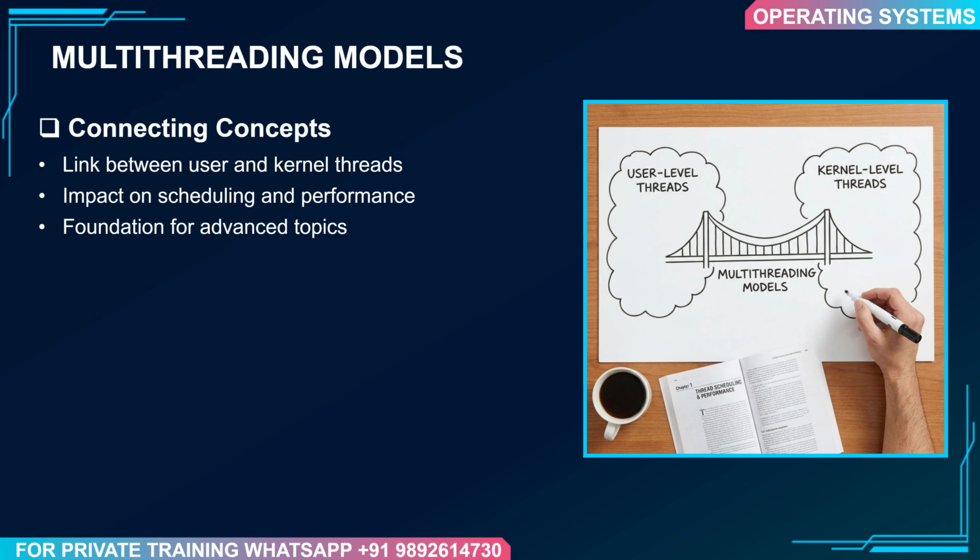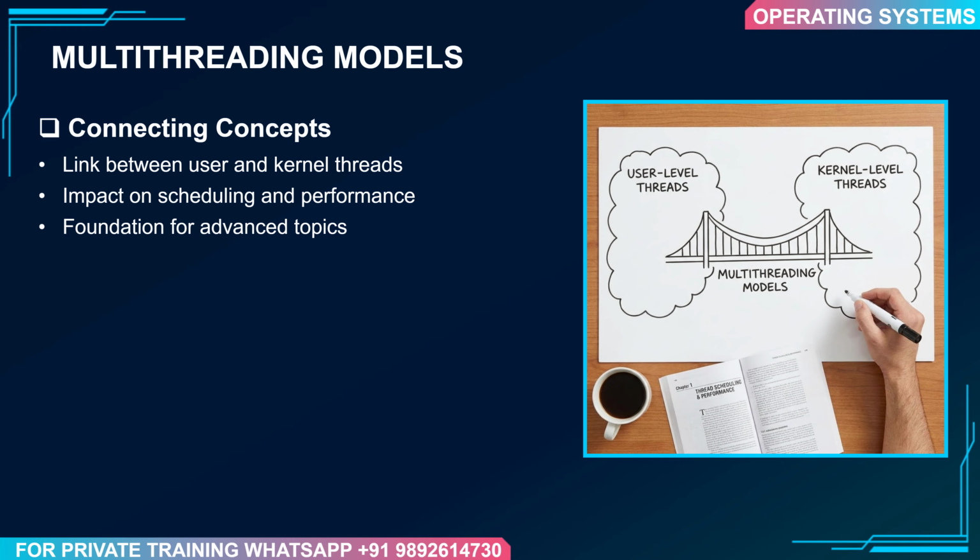So how do we connect all of this back to what we have already learned? Earlier, we discussed user-level and kernel-level threads as separate concepts. Multithreading models explain how these two worlds are connected. They also influence thread scheduling, performance, and concurrency issues, which we will explore further in upcoming topics like thread scheduling and multithreading problems.